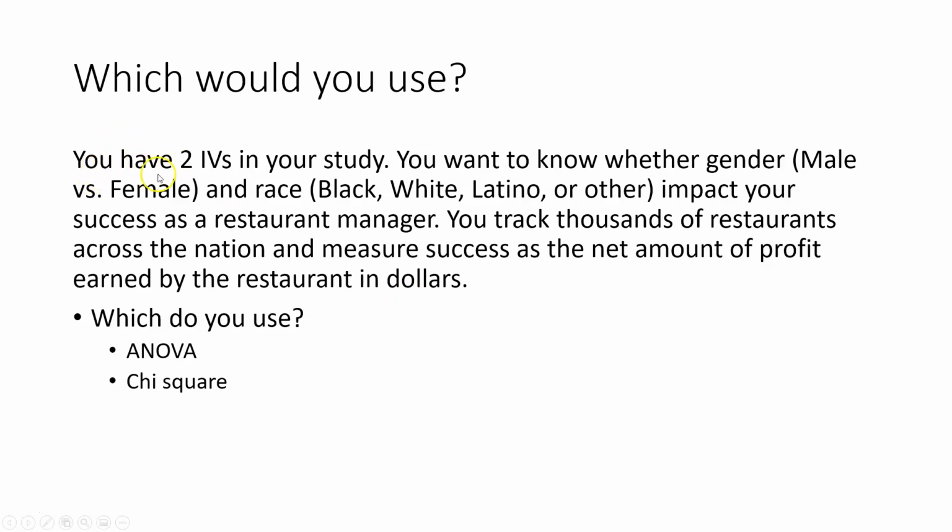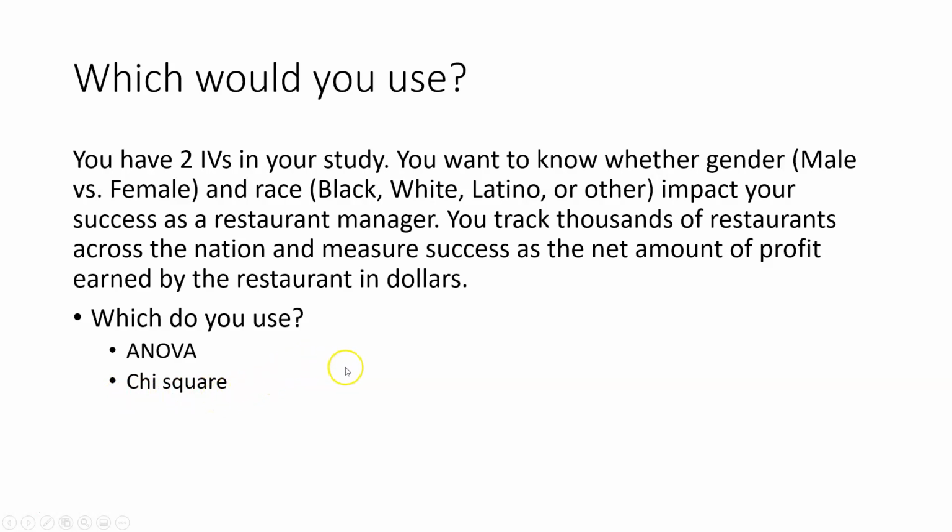What about this one? You have two independent variables in your study. You want to know whether gender, male versus female, and race, black, white, Latino, or other, impact your success as a restaurant manager. You track thousands of restaurants across the nation and measure success as the net amount of profit earned by the restaurant in dollars. So, which would you use, an ANOVA or a chi-square?